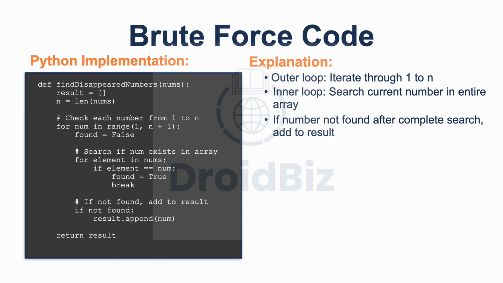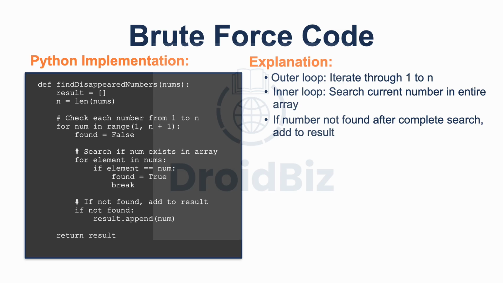Now, let's look at the Python implementation of the brute force approach. We define a function called findDisappearedNumbers that takes nums as input. We create an empty result list and get n equals the length of nums. The outer loop iterates through numbers from 1 to n. For each number, we set found to false initially. The inner loop searches if the current number exists in the array.